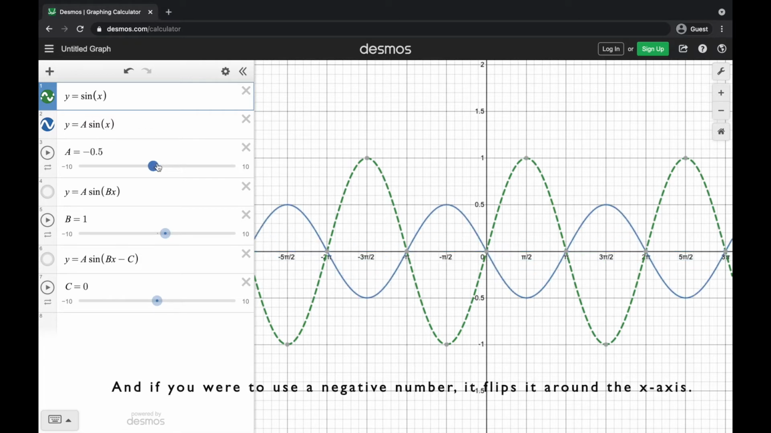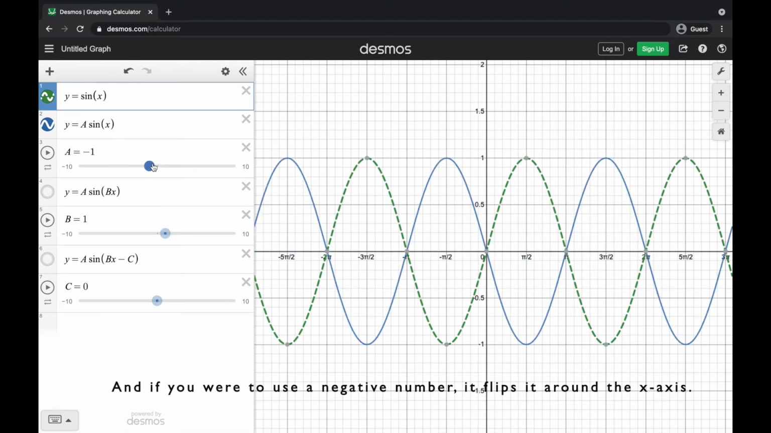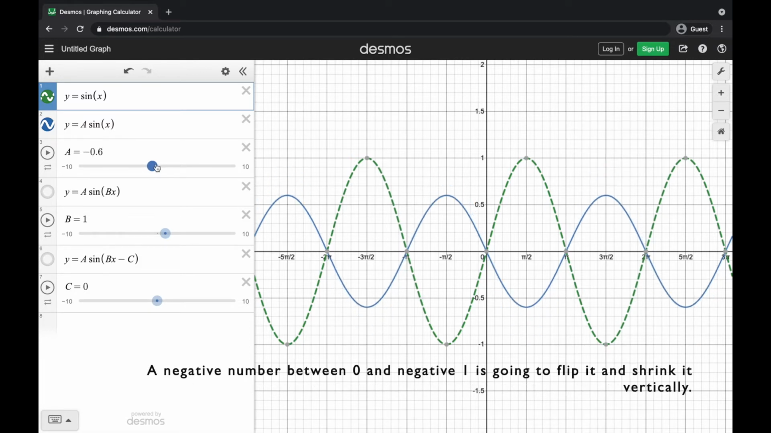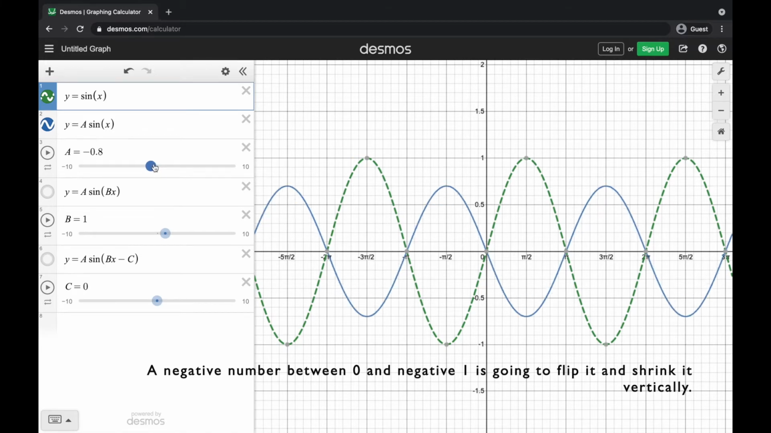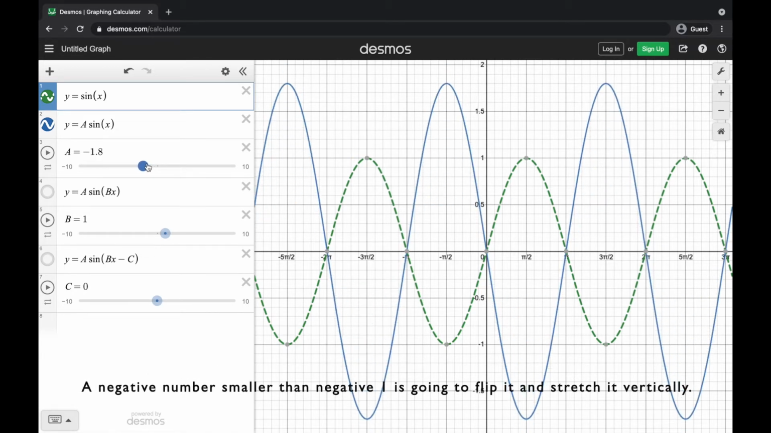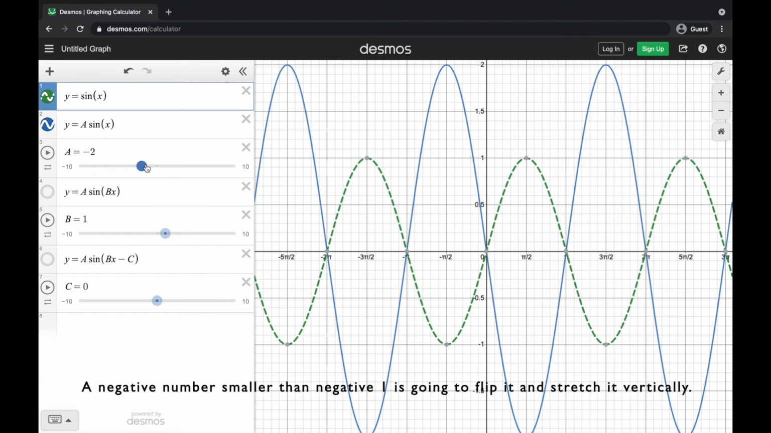And if you were to use a negative number, it flips it around the x-axis. A negative number between 0 and -1 is going to flip it and shrink it vertically. A negative number smaller than -1 is going to flip it and stretch it vertically.